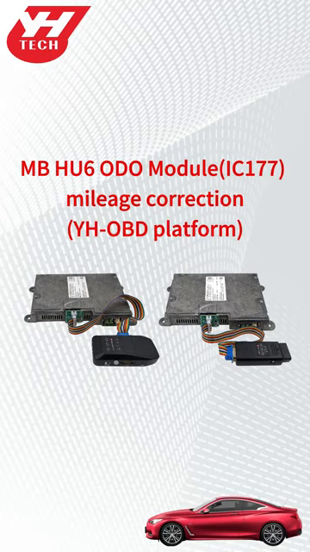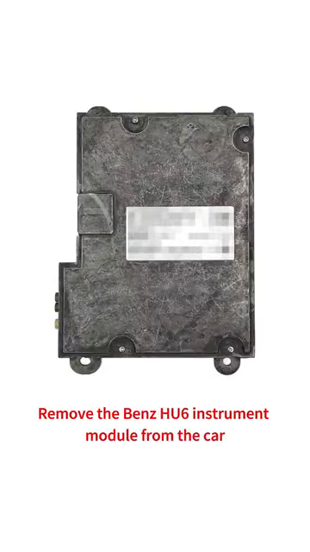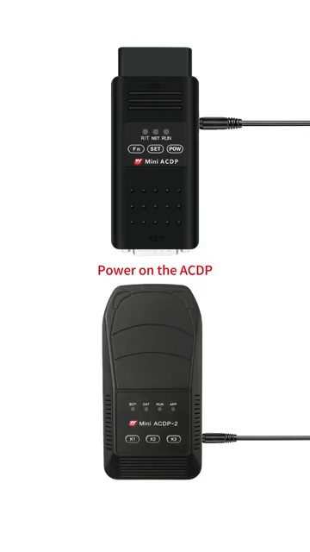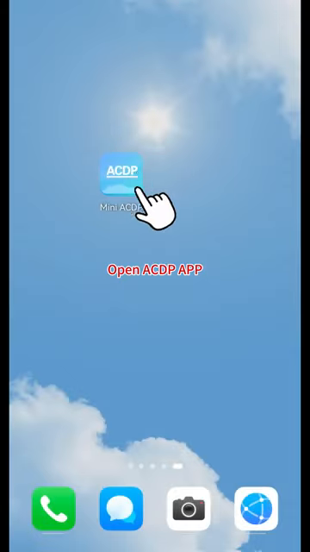Using YH-OBD platform to repair the mileage of Benz HU6 instrument. Remove the Benz HU6 instrument module from the car. Power on the ACDP. Open ACDP app.